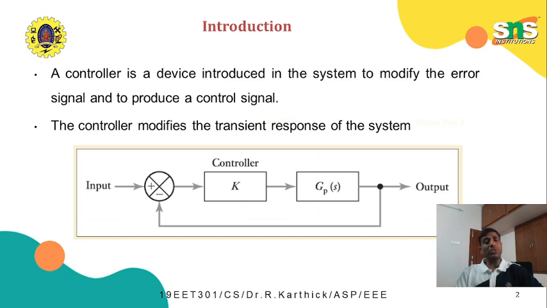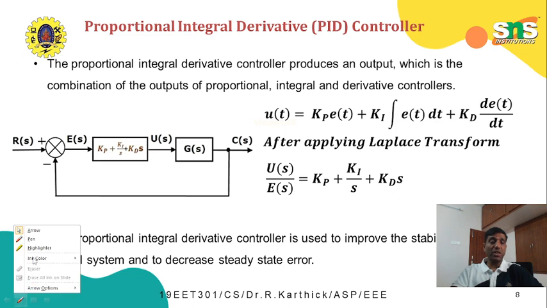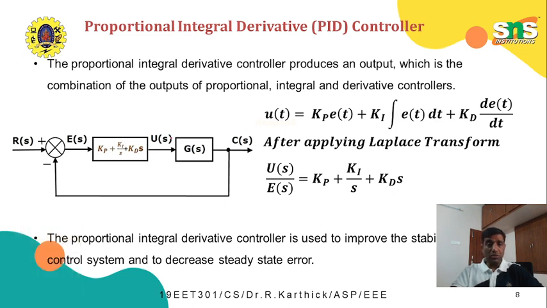There are various types of controllers which we have already discussed: the proportional controller, the integral controller, and the proportional, integral and derivative controller, which we call the PID controller. The PID controller produces an output which is the combination of the outputs of the proportional, integral and derivative controllers. That is the output of the controller, U of s. It is proportional to the input, proportional to the integral of the input, and proportional to the derivative of the input. That is what we have written over here.